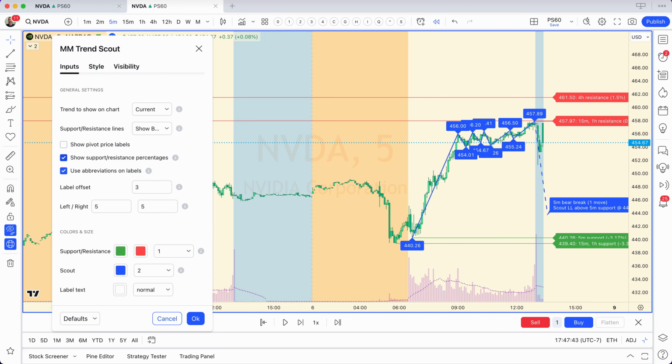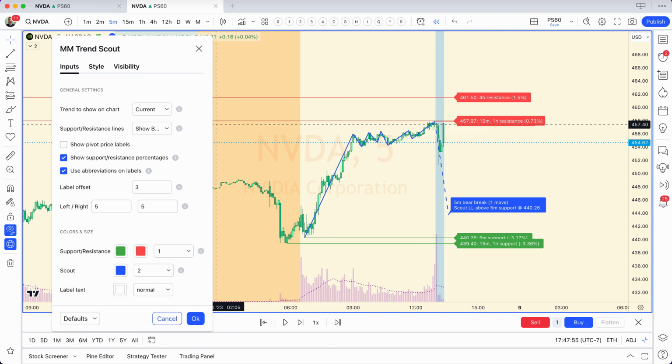Show support resistance percentages. What that means is over here on the labels on the right-hand side in parentheses, I show you a percentage which represents the percent that that level is away from price right now. And this will basically remove that from the labels for you if you don't care about that. But I have it on by default because for me, I trade with percentages.